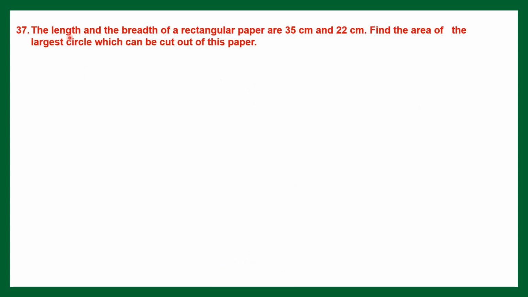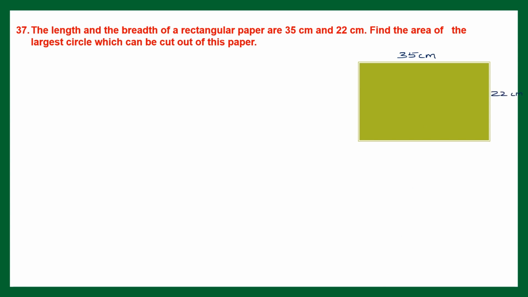Question 37. The length and breadth of a rectangular paper are 35 centimeters and 22 centimeters. Okay, let's draw a rectangular paper. So we have that here. The length is 35 centimeters and the breadth is 22 centimeters. Now let's read the rest of the question. Find the area of the largest circle which can be cut out of this paper.